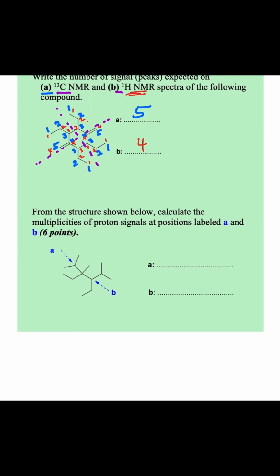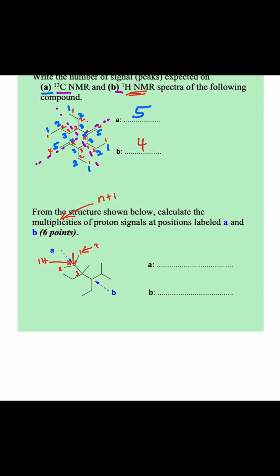Next question. It says that from the structure shown below here, calculate the multiplicities of the protons at positions labeled A and B. Anytime you are asked for multiplicity, you use the N plus 1 rule, where N is the number of hydrogens or protons on the neighboring carbon that's different from the carbon that you're looking at. So for example, if you're looking at this carbon A shown there, it has 1 hydrogen. But the neighboring carbons, we have 1, 2, and 3 carbons.